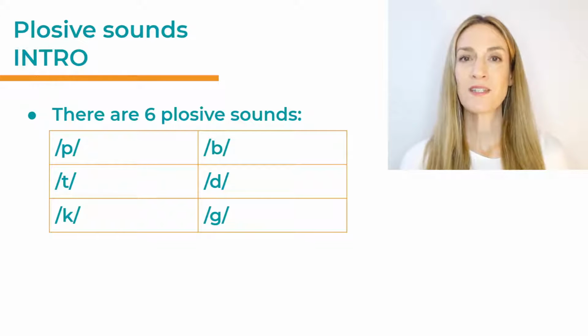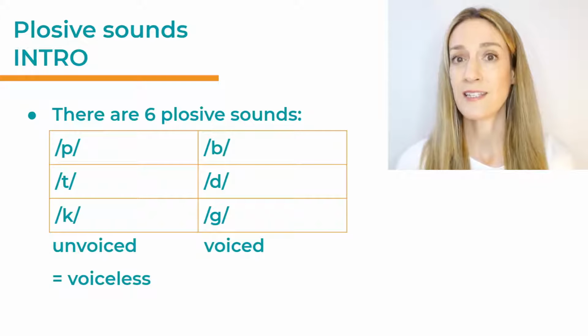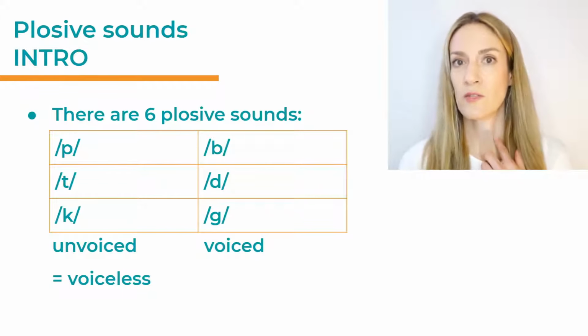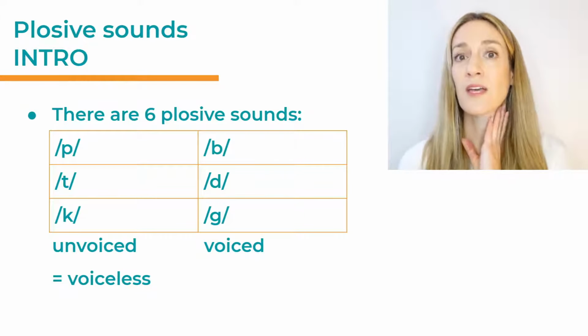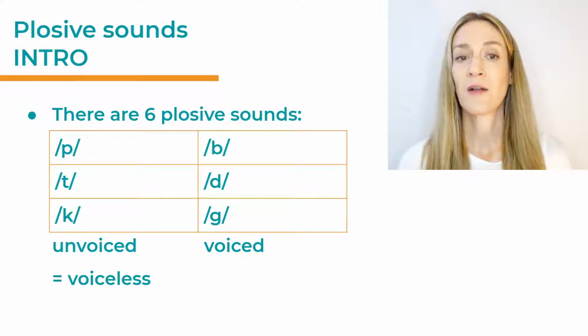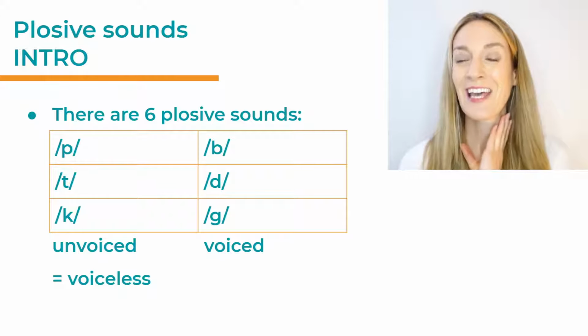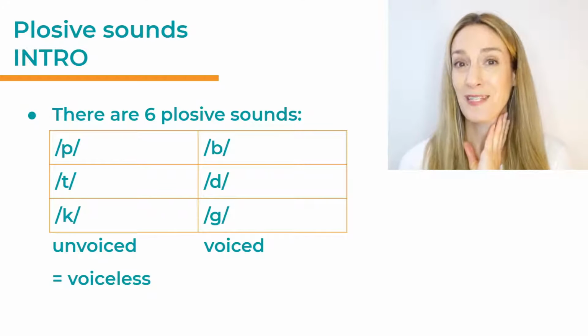The three plosives on the left are all unvoiced or voiceless. That means we do not use our vocal cords. P, t, and k are all unvoiced. There's no vibration from your vocal cords here. Then there is b, d, and g, much louder. You can hear that already. They are voiced. Plosives, voiced consonants.